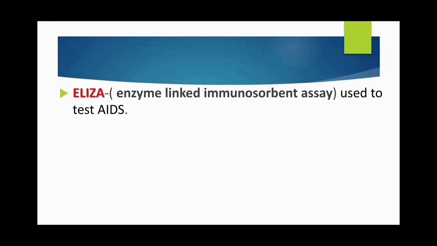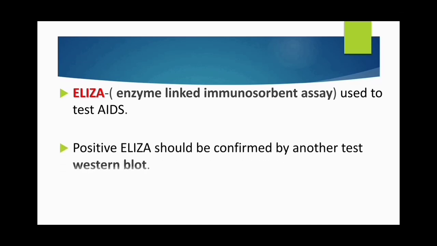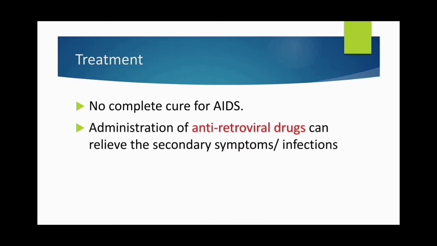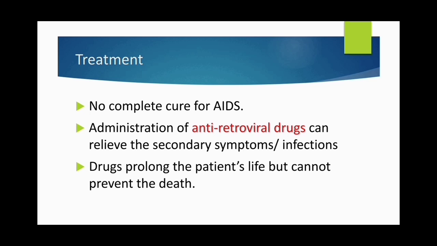Students, we have learned about AIDS and the HIV virus. Then, how can we know whether we are infected with HIV? The test is called ELISA, Enzyme Linked Immunosorbent Assay. If the result is positive, we have to confirm it by another test called the Western blot. And we know there is no complete cure for AIDS. The only solution is to take antiretroviral drugs. This is also partially effective. Drugs prolong the patient's life but cannot prevent the death.